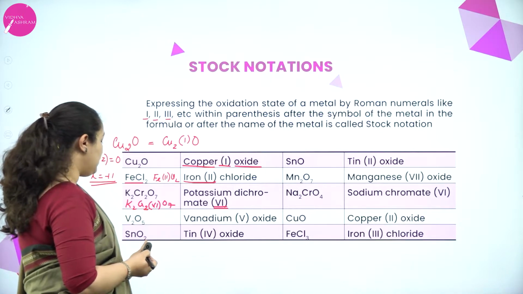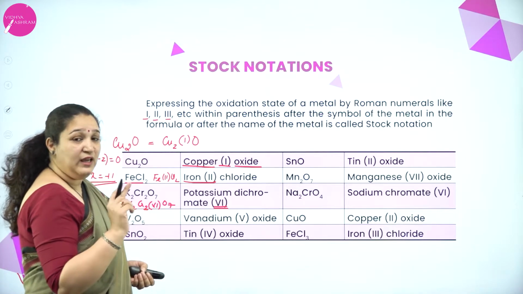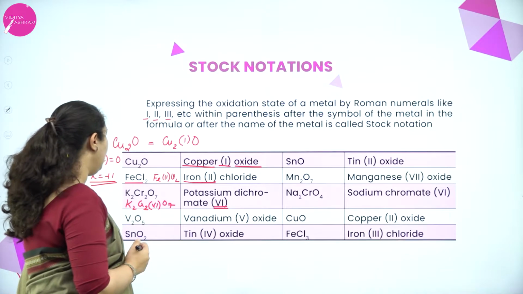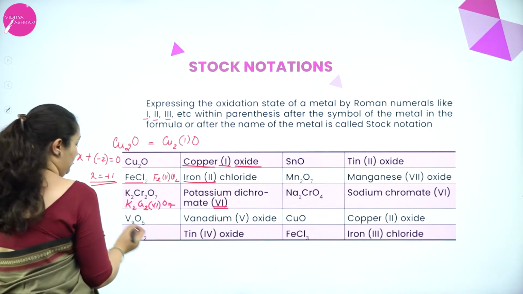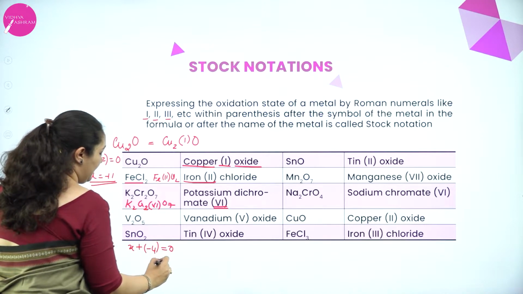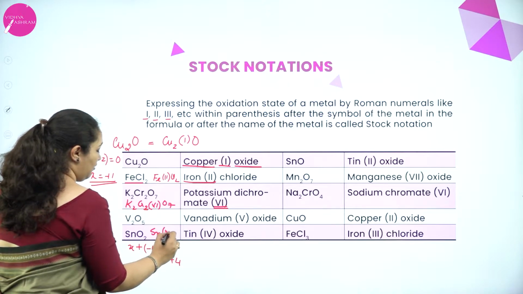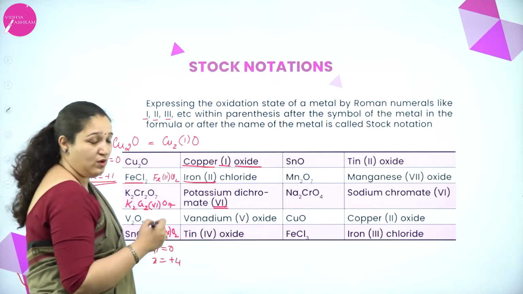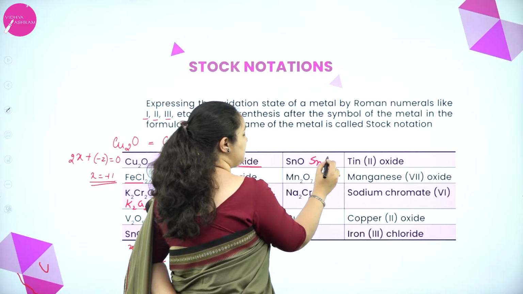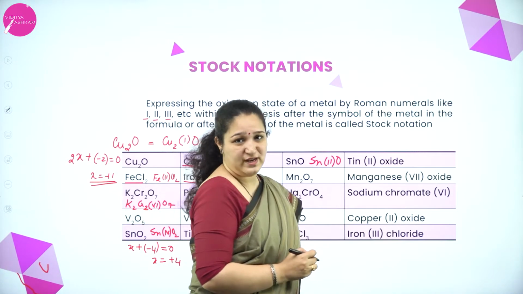You can see tin oxide SnO2 and tin oxide SnO. In both of them, the oxidation number of tin is different. You can calculate here SnO2. Here I shall do x plus minus 4 is equal to 0, x is equal to plus 4. So, I can write it as Sn(IV)O2. Also, here you can see it is in plus 2 state. So, I can write it as Sn(II)O. Okay, or I can write tin(II) oxide.